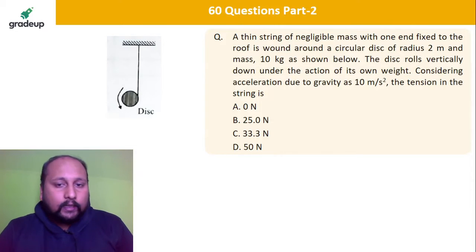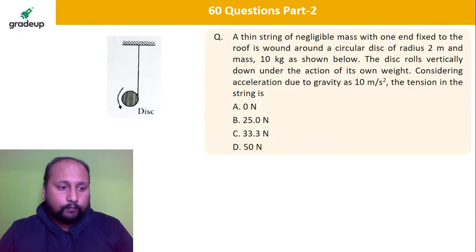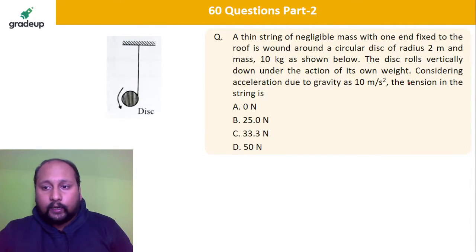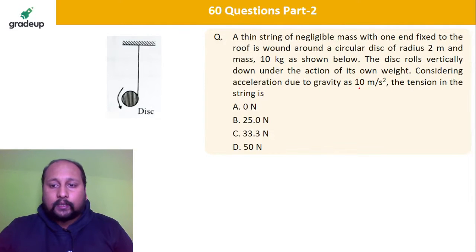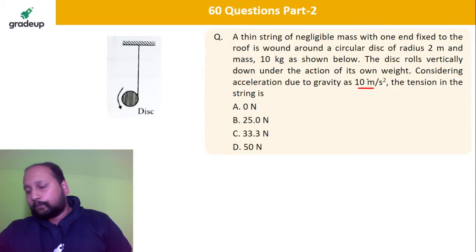Next, a thin string of negligible mass with one end fixed on the roof is wound on a circular disc of radius 2 meter and mass 10 kg as shown in the figure. The disc rolls vertically down under action of its own weight. Considering acceleration due to gravity is equal to 10 meter per second square, what is the tension in the string?